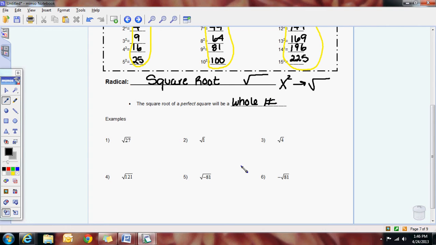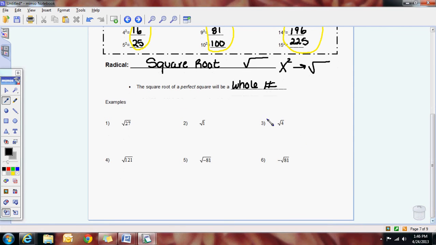So let's look down here. These are square roots. It's kind of going backwards from what we were doing up there. If I do square root of 27, if I type that into my calculator, it's going to give me something like 5.1 something. So is that a perfect square? Well, it's not on our list, so that's why it doesn't work out nicely. So 27 is not a perfect square, which is fine. It's just not what we're looking for. Not perfect was what I meant to write because it comes out as a decimal.